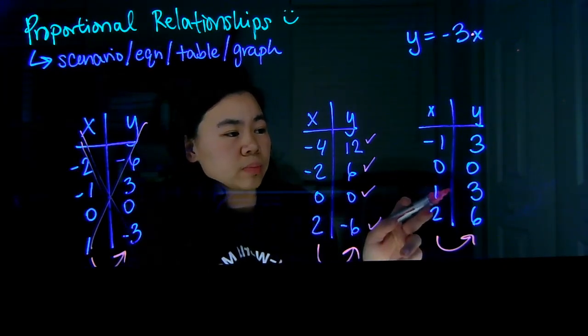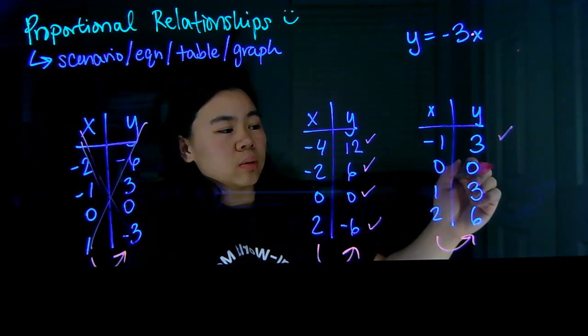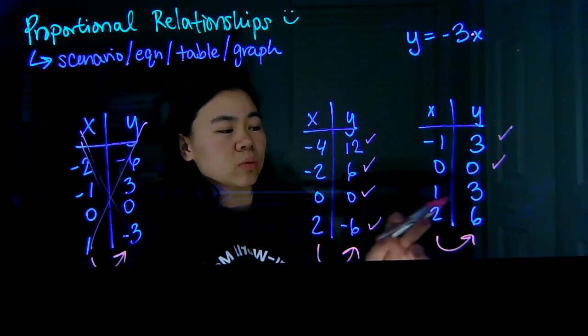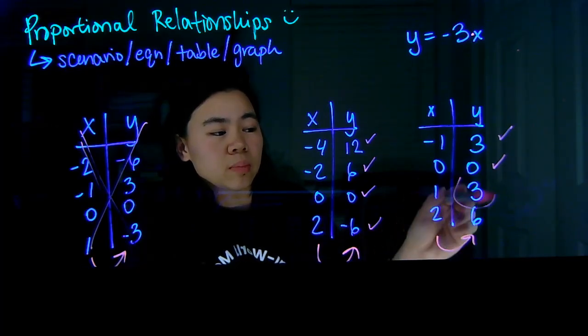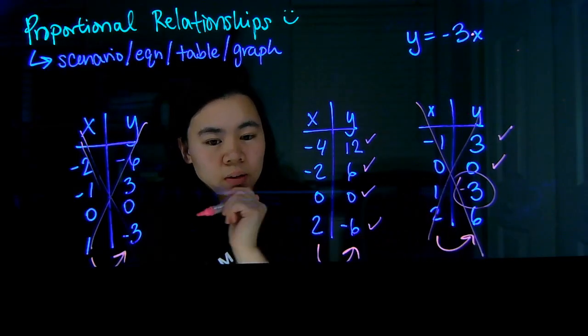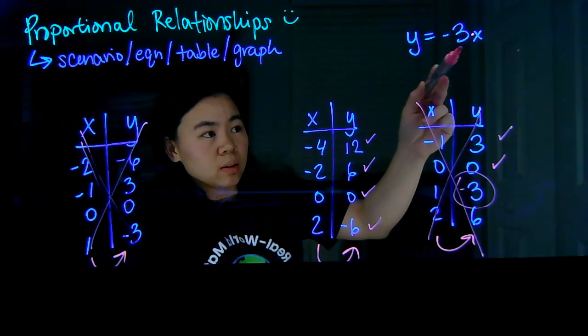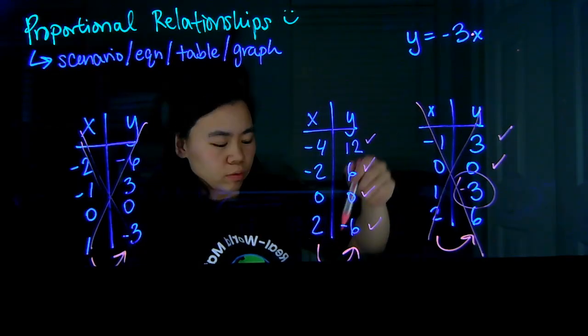Let's check this one. Negative 1 times negative 3 is 3. 0, that's going to be 0. 1 times negative 3 is not positive 3. That messed it up. That should have been negative. Okay, so this one is not right. So the relationship going across should be this right here. This is times negative 3.